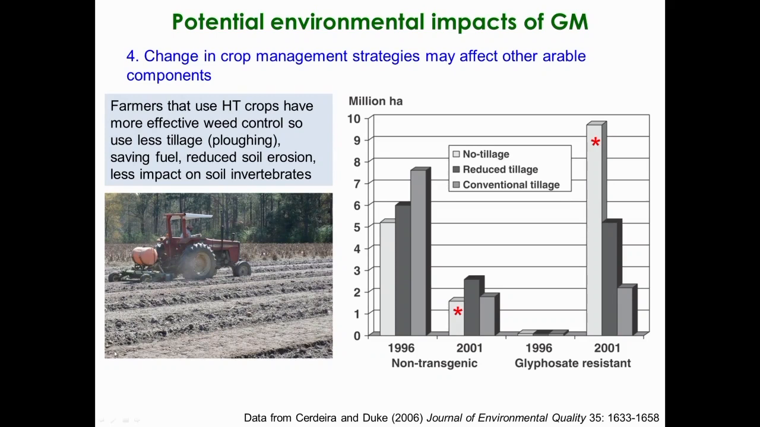frequently till their fields. This had potential benefits in terms of saving energy, so they're not having to use their tractors as much in terms of ploughing their fields. It's also been shown that this had benefits to reducing soil erosion and also benefits to soil organisms that are otherwise being affected by soil compaction.